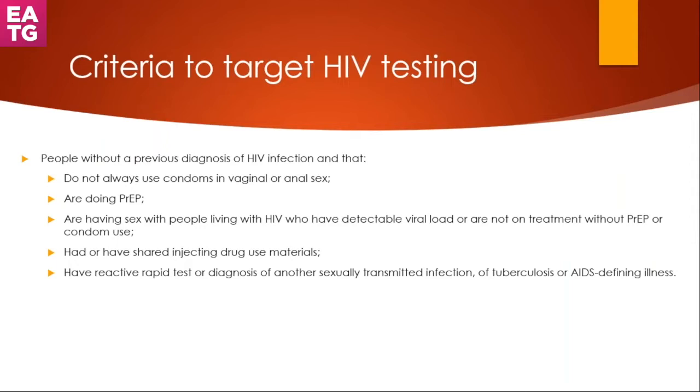So as you can see, the criteria to target HIV testing are people without a previous diagnosis who do not always use condoms in vaginal or anal sex, or are doing PrEP or are seeking PrEP, having sex with people living with HIV with detectable viral loads who are not on treatment, had or have shared injecting drug use materials, or have a reactive rapid test diagnosis or a diagnosis for another STI, tuberculosis, or AIDS-defining illness.